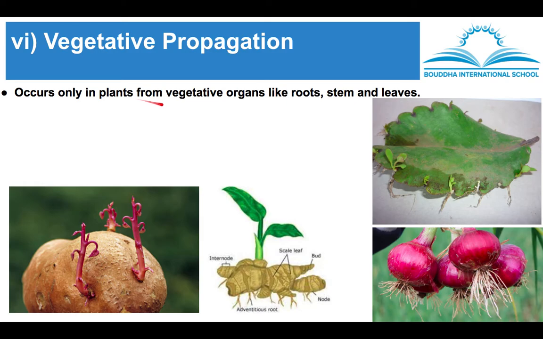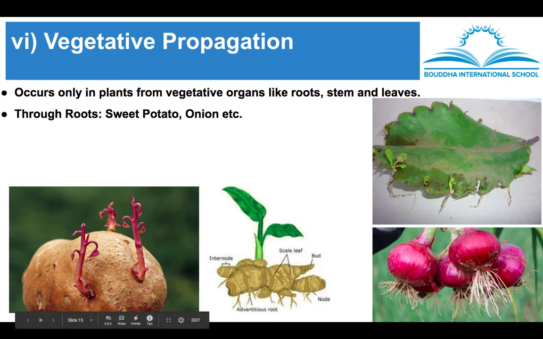So it occurs only in plants, already I told you. The examples are root, stem and leaves. They are vegetative parts or vegetative organs. So here are some examples. Through roots also we can get new plants, like for example sweet potato and onion. These are examples of vegetative roots which can produce new plants. If you put only the roots into the mud, then it can produce a new plant.